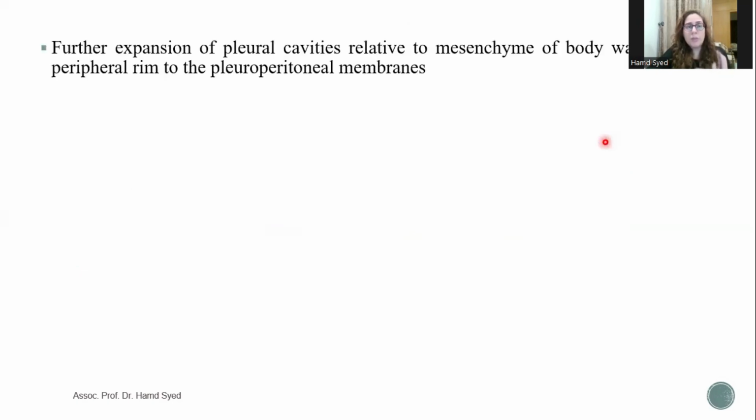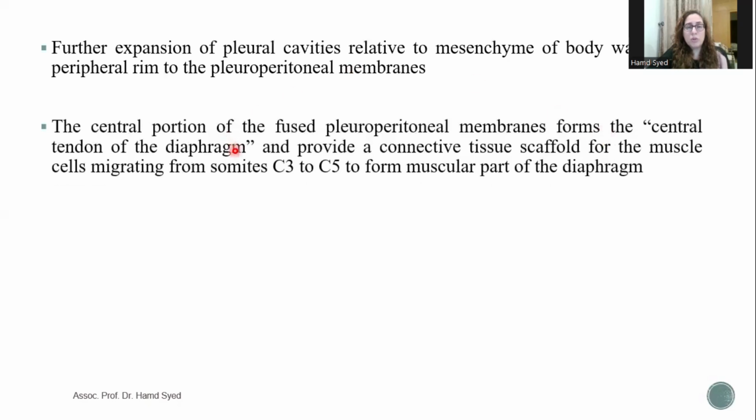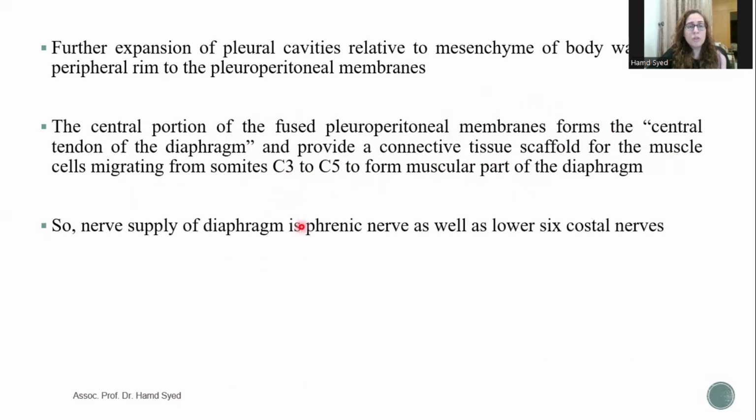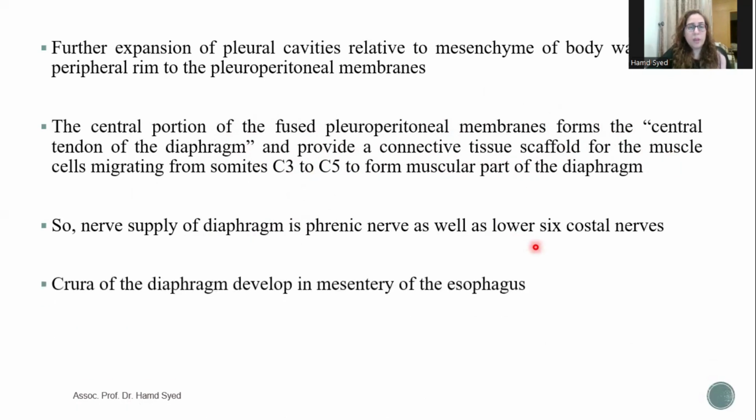So related to this, you have to keep in mind that the central portion of the fused pleuroperitoneal membranes, as it is forming central tendon of diaphragm, it also provides a connective tissue scaffold. Scaffold means a framework for the muscle cells, which are migrating from the somatic level, cervical 3 to cervical 5. And then they form the muscular part of our diaphragm. So that is why the nerve supply of the diaphragm is the phrenic nerve, as well as the lower 6 costal nerves. Also keep in mind the crura of the diaphragm is the part which develops within the mesentery of the esophagus.